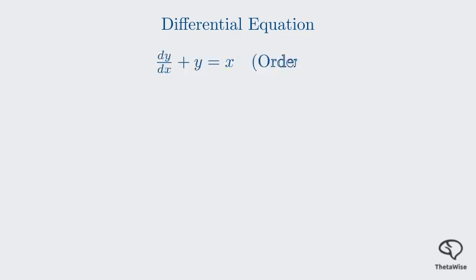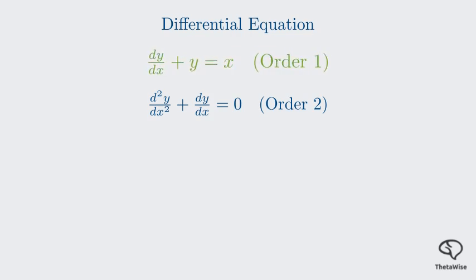For example, in the equation dy/dx plus y equals x, the highest derivative is dy/dx. This is a first-order derivative, so the equation is a first-order differential equation. In d squared y over dx squared plus dy/dx equals 0, the highest derivative is d squared y over dx squared, a second-order derivative. Therefore, this is a second-order differential equation. In this video, we will focus exclusively on first-order equations.